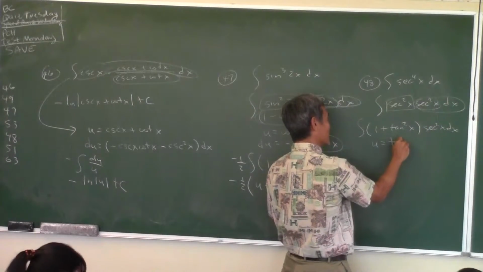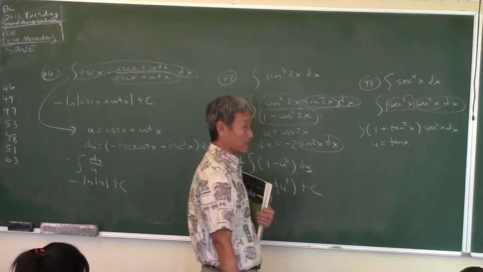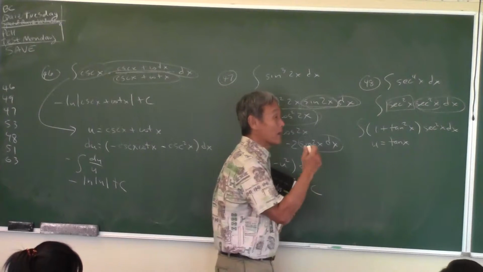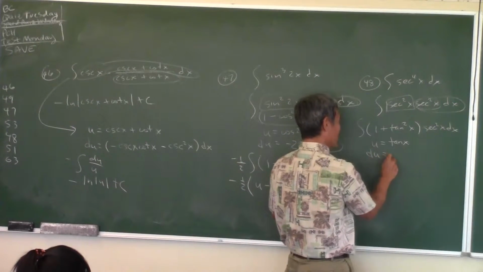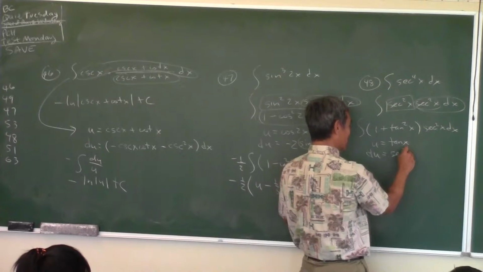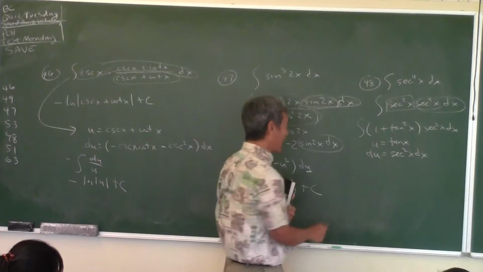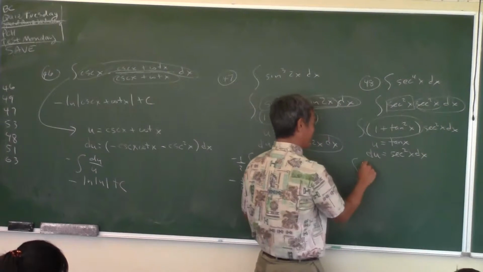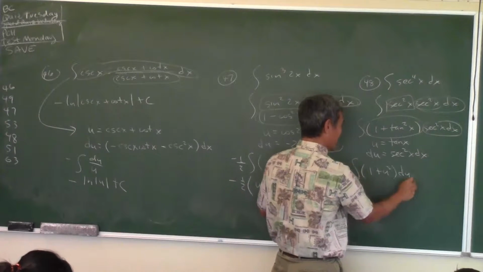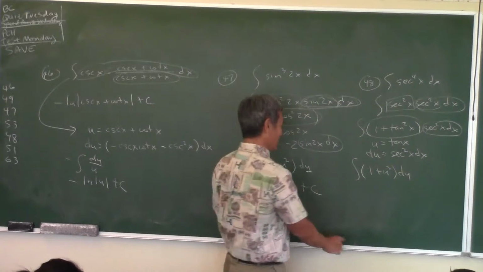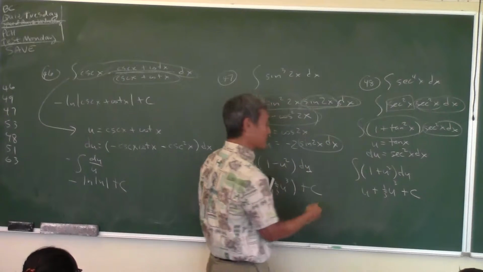If you let u equal tangent x, those of you not keeping up are just kind of befuddled, right? You gotta know both your integrals and your derivatives to do u substitution. So what is the derivative of tan x? Secant squared x dx. Is this u substitution gonna work? Yes. So this integral becomes 1 plus u squared, and secant squared x dx is du, and that integral is easy. u plus 1/3 u cubed plus c, and then resubstitute back in.